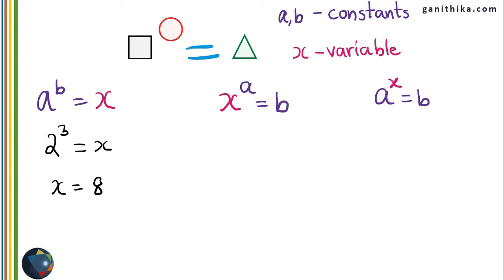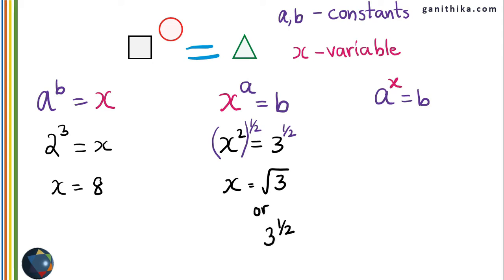In the second case, x to the power of a equal to b. Let's take an example, x to the power of 2 equal to 3, where a equal to 2 and b equal to 3, and x is the variable, therefore it is retained as it is. Now, in order to find the x value, we will raise both sides to the power of half so that the 2 cancels on the left hand side, and you will get x is equal to the square root of 3, which is also equal to 3 to the power of half.